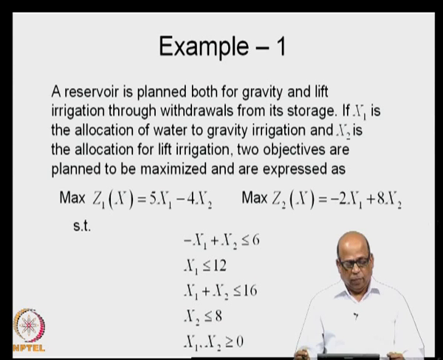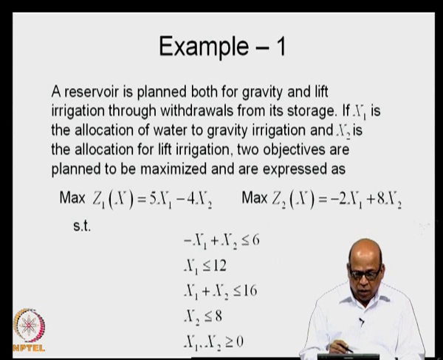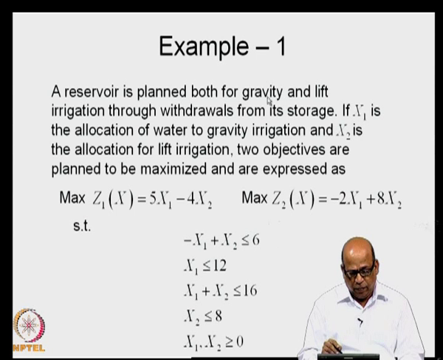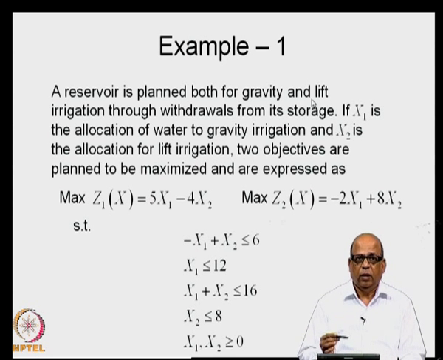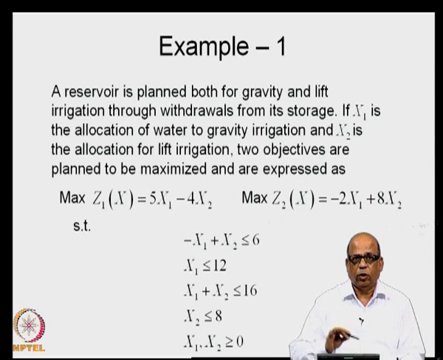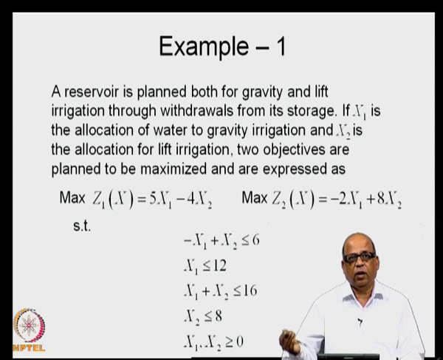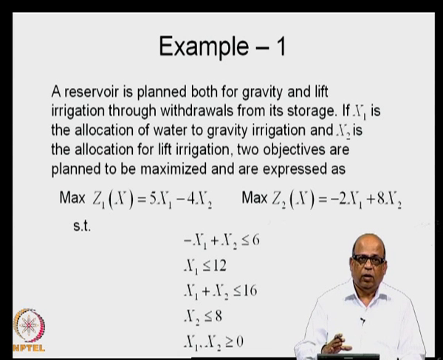Let us look at one example now. We are looking at a reservoir which is serving irrigation, both gravity irrigation and lift irrigation, through withdrawals from its storage. Remember that lift irrigation requires pumping and gravity irrigation is simply letting the water through the canals. So, you have two different irrigation schemes there, supplying water for two different irrigation districts. Lift irrigation supplies to a certain area, gravity irrigation supplies to a certain other area.